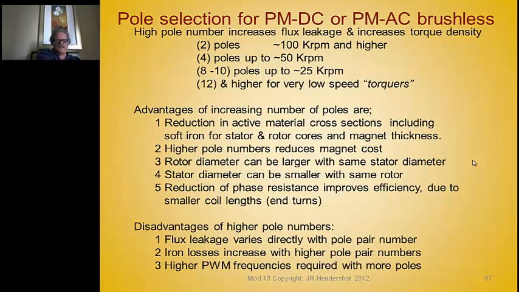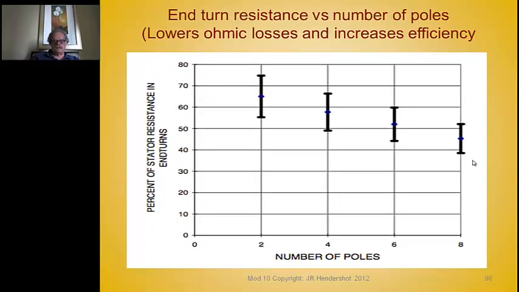But the disadvantages of higher pole numbers are that pole flux leakage varies directly with the pole pair number. Iron losses increase with higher pole pair numbers, and higher PWM frequencies are required, which affects the inverter. Here's an example of the end turn resistance versus the number of poles. You can see the percent of the stator resistance, in terms of the end turn resistance as a percentage of the total phase resistance, is quite high for a two-pole machine.